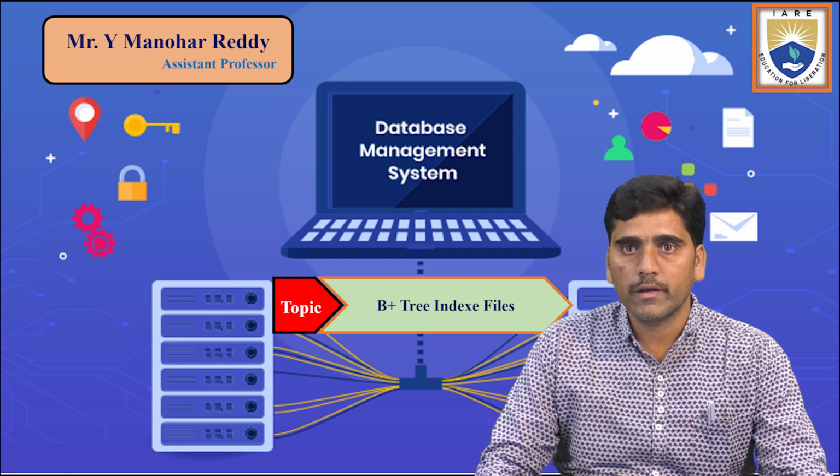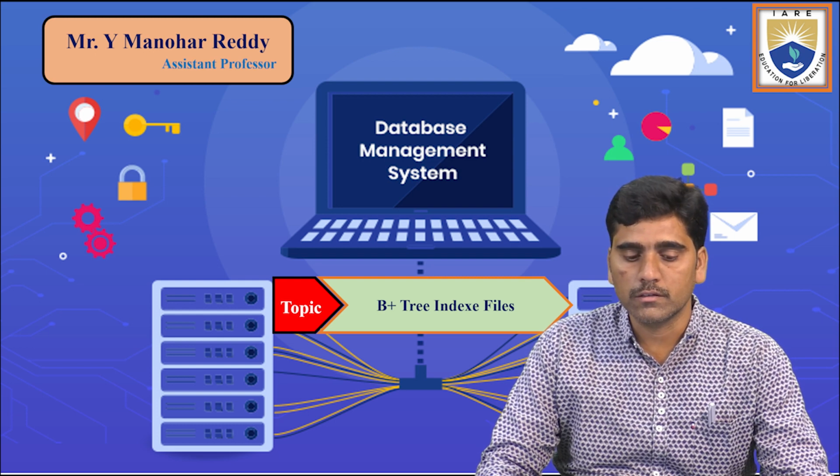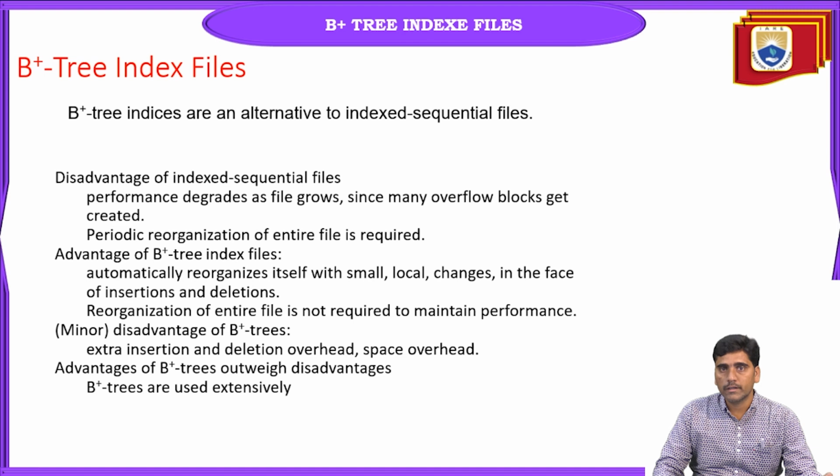Today I am going to explain about B plus tree index files. Generally, an indexing mechanism is used to search the records from the database. There are different types of indexing mechanisms, and the B plus tree is one type of indexing mechanism. What is meant by B plus tree index files, and what is the way of indexing to find the records? We are going to see here.